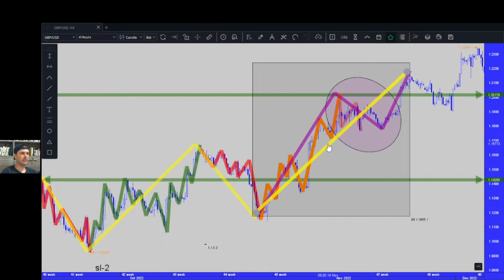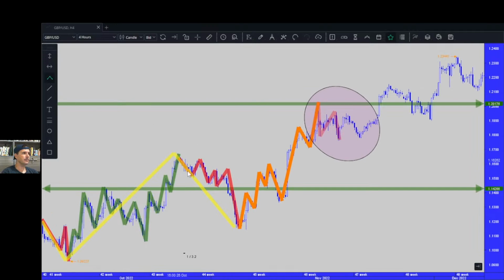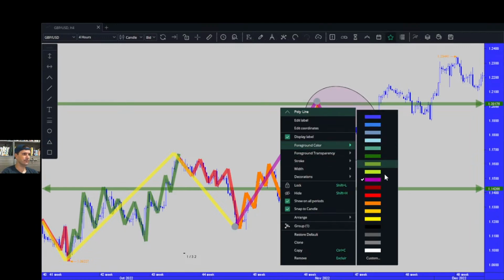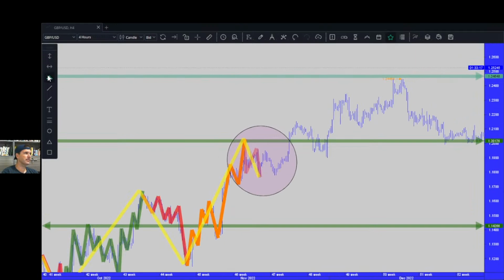Violet, absolutely, the violet. But why? Why, boss? Because we are changing the short-term trend. So this is the correct one. Extension, retracement. Yellow one: extension, retracement, and up to here. Extension, retracement, extension, retracement, extension.